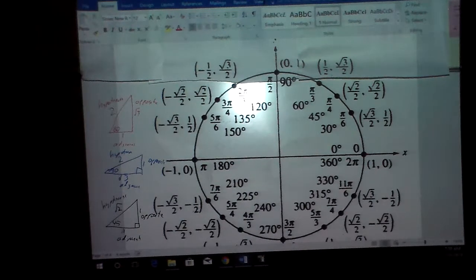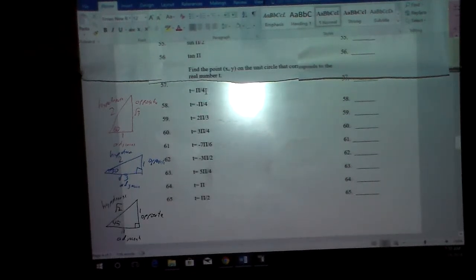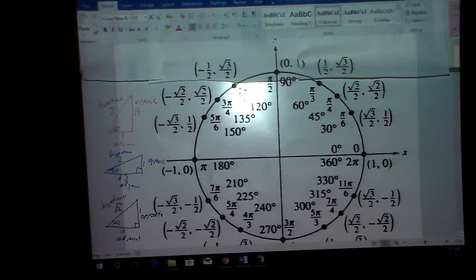All right? Now, while we're on that, let's go down here. We have the same thing right here. Find the point. This one is pi over 4. Whoops, wrong one. Pi over 4 is right here, so this point right here, square root of 2 over 2, square root of 2 over 2. That would be the answer to this one.